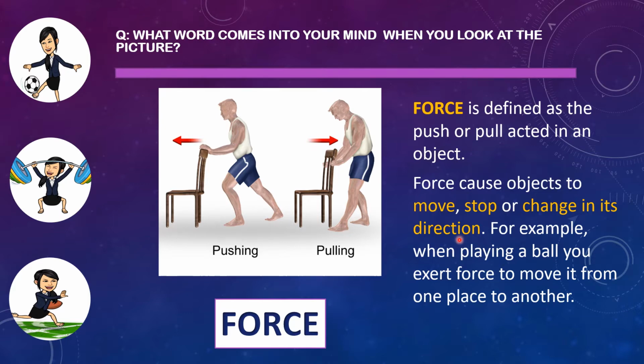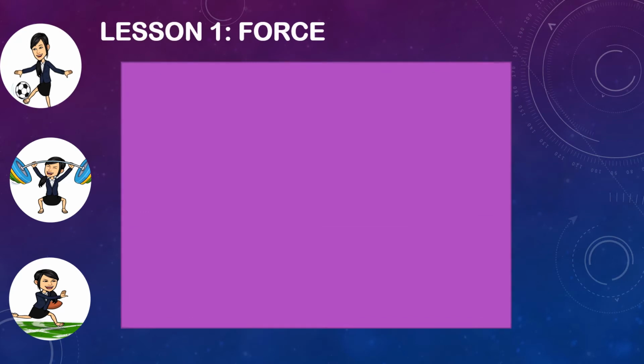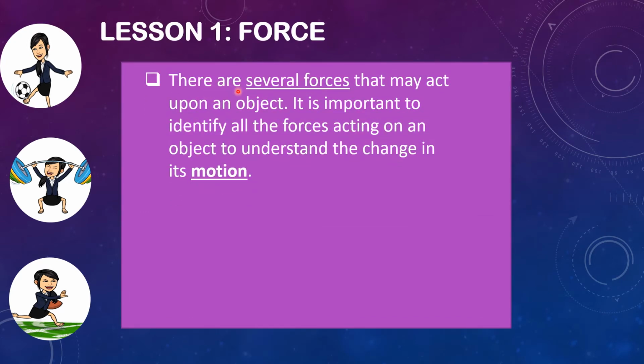For example, when playing a ball, you exert force to move it from one place to another. You need to exert force in order to transfer this from one point to another. There are several forces that may act upon an object. It is important to identify all the forces acting on the object to understand the change in its motion. What do we mean by motion? Motion is the change in position of an object.